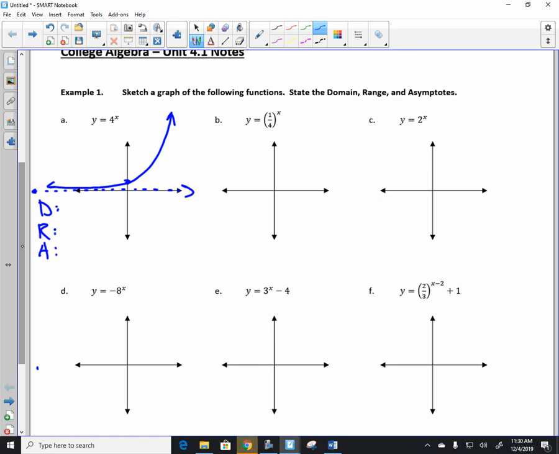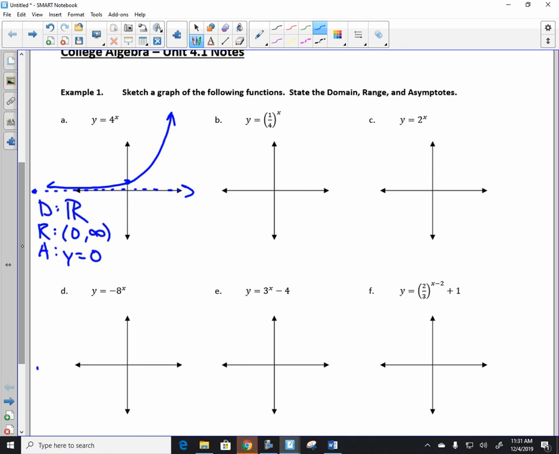Domain of exponential functions is all real numbers. You can plug anything in, as we talked about. What do you see as the range? Very good, DeWalt. Start at 0, don't include 0, and go to infinity. The asymptote is y equals 0.